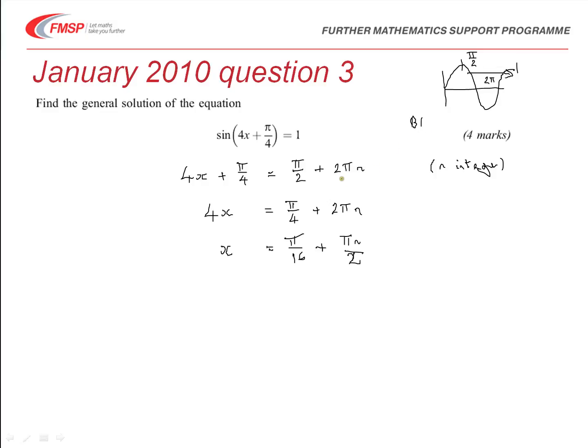Having the 2 pi n in your solution will give you a method mark. Then simplifying it down to 4x and then to x will give you an additional method mark, dividing through by 4, and then having the correct form or something similar to this would give you the final 4th mark at the end.